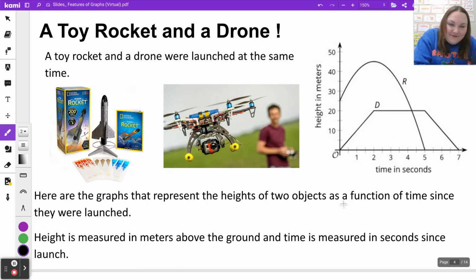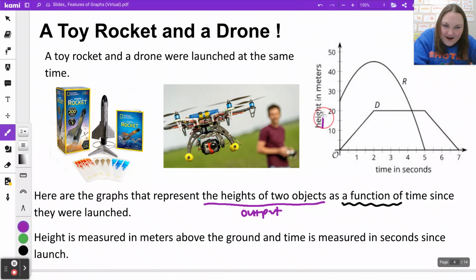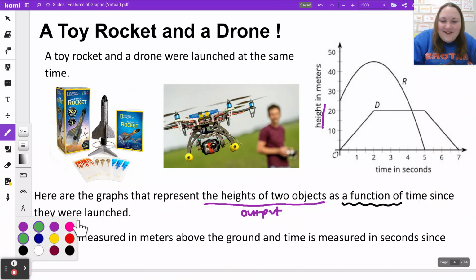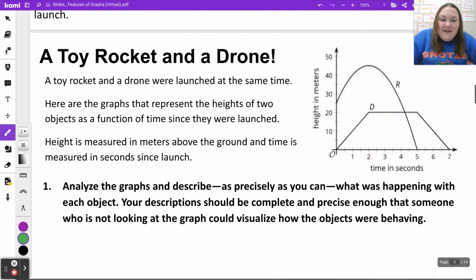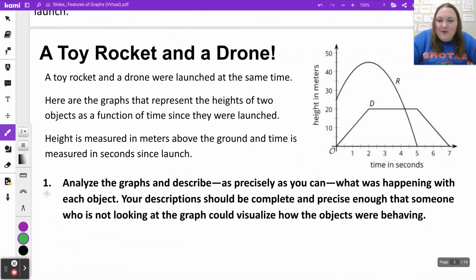I do notice we've got that phrase, a function of, so it's telling me that the height of the objects, because it comes first in that phrase, is our output. And sure enough, if you look at the graph, our height is right there. And then it's also telling me time is the input. And sure enough, time is on our x-axis. We're also told that height is measured in meters above the ground and time is measured in seconds since the launch. What we are going to do with this graph of these two functions is analyze the graphs and describe as precisely as we can what is happening with each object.